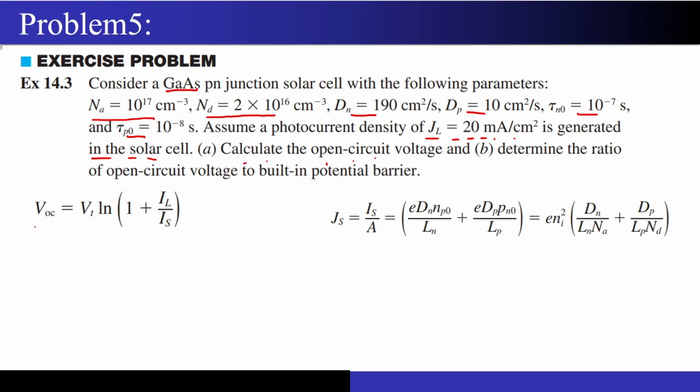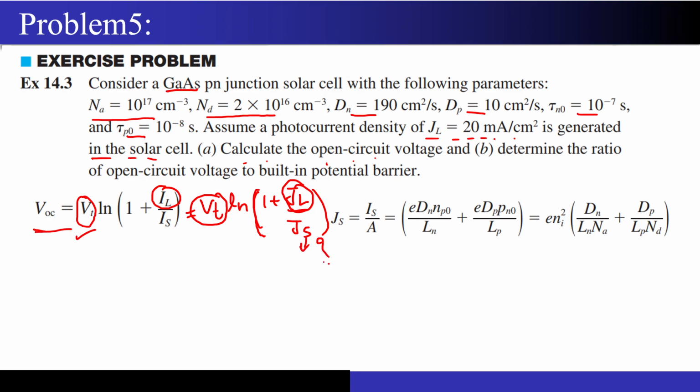First of all, I know the formula of the open circuit voltage, so this is my open circuit voltage. Let me see if I know each and everything. This Vt is nothing but kT by q, I already know this. What about the IL? I don't know IL, but I know JL. So what if I write this equation as Vt ln of 1 plus JL by JS? Instead of writing it as IL by IS, I can easily write it in terms of JL by JS, that is, the current densities. Now I know the value of Vt, I know the value of JL. What about the JS? JS has not been given to me.